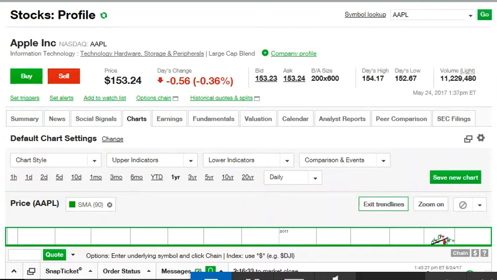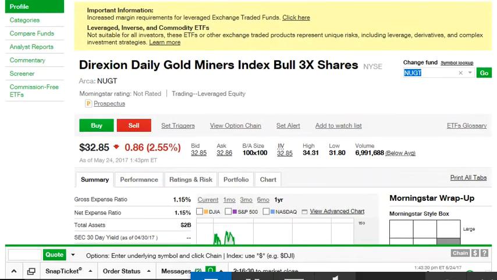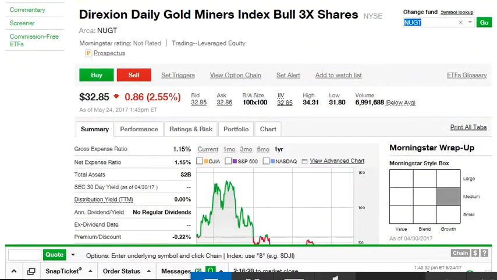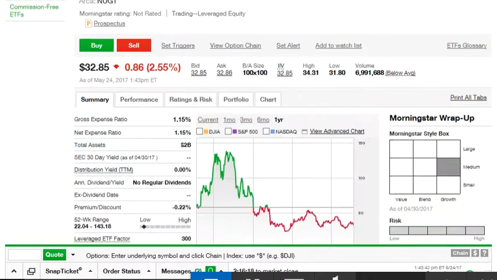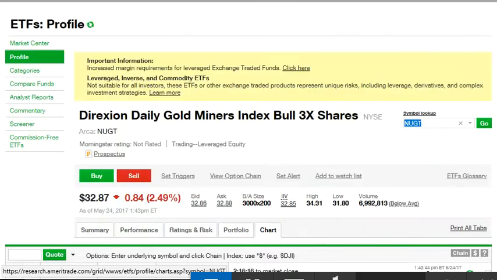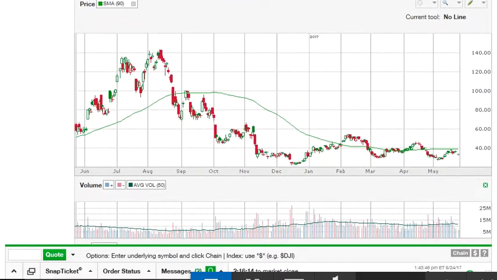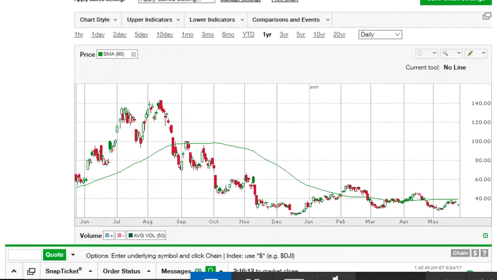So here is a stock. It's actually an ETF. It is a leveraged ETF, NUGT, Nugget, and it is leveraged 3x against the gold mining stocks. Okay, and let's pull up the chart and you will see what I mean. Now this is over the last year, and I will go back to my trend lines here. Now look at the volatility of this. Okay, this is just in the last year.